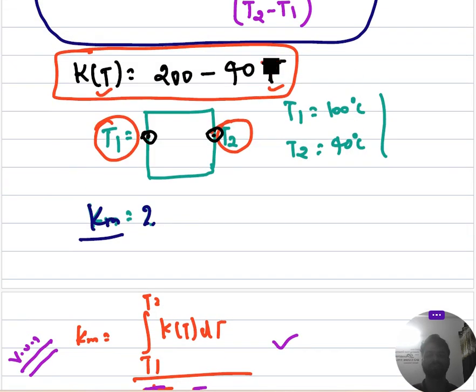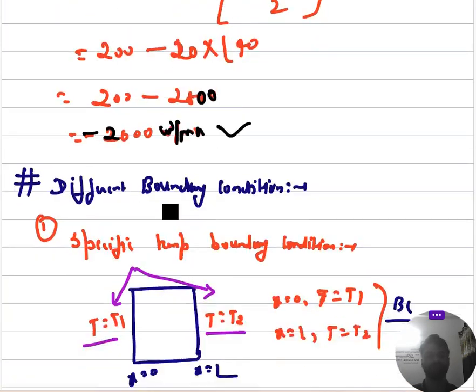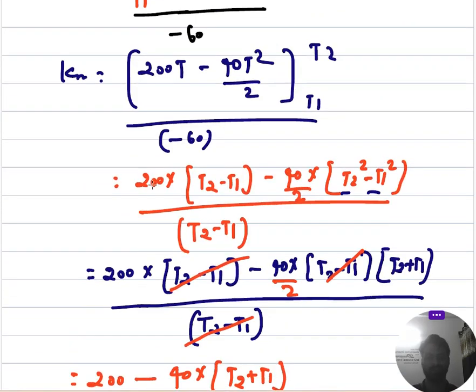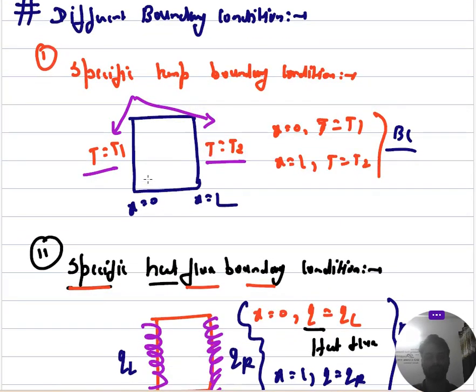So if you have this kind of variation of thermal conductivity with temperature, you can use this formula, and ultimately you will get this kind of answer. Again, this formula is very, very important. This can be asked in your examination. Okay, now moving towards the next topic, heat conduction in solid.